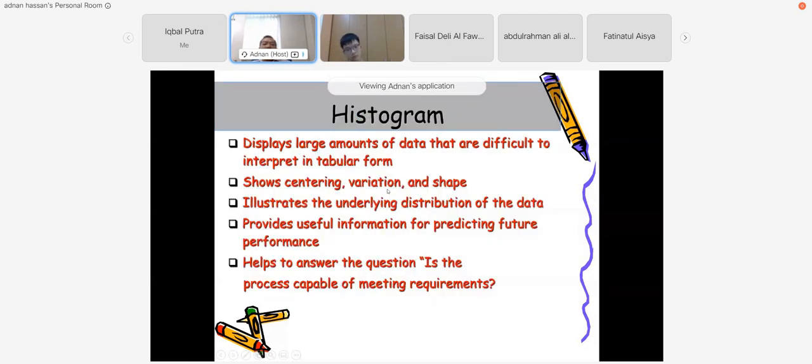So this histogram is showing the shape. Other behavior is centering or variation issue; the shape shows that. We also use this histogram to make a decision on whether a process is capable or not, by comparing it with the control limit.